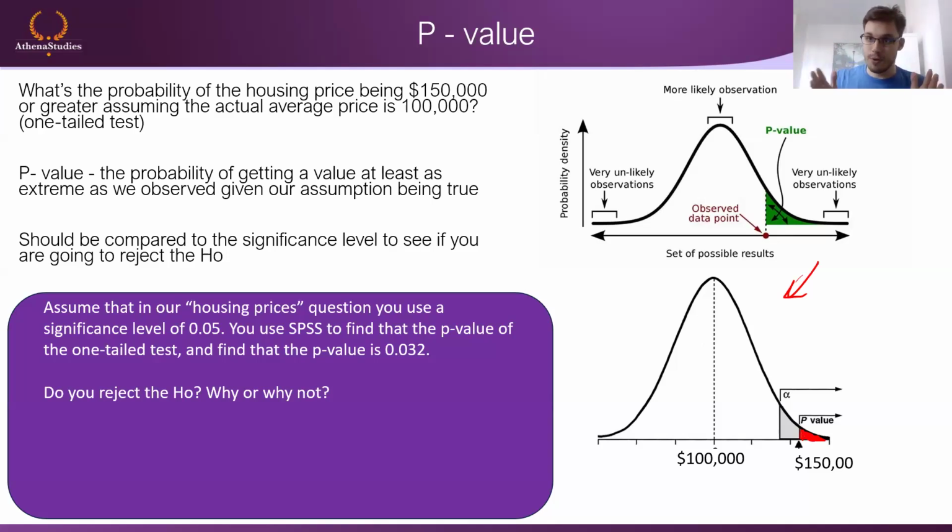Because remember, in the other 96.8% of cases where you go into the population and you get a mean of 150,000, the actual mean will not be 100,000. It will be something else. It will probably be higher, right? It will be 110, 115, 120. Doesn't matter right now. But it's going to be something else that is not 100,000, right?